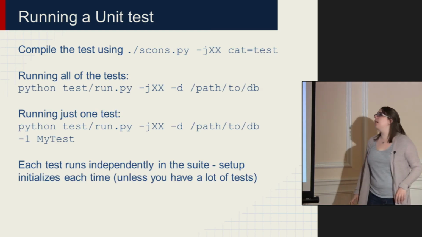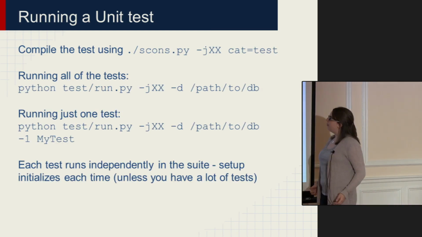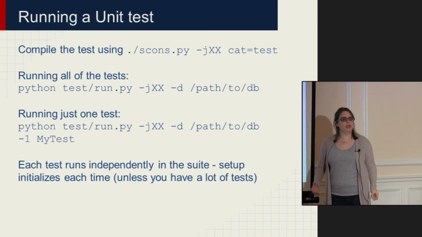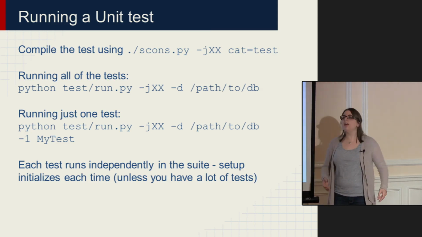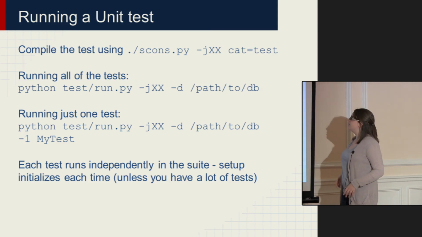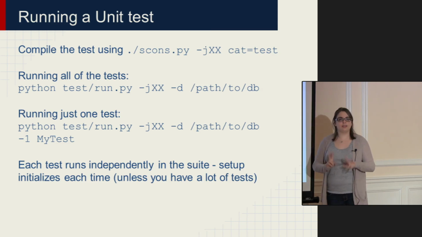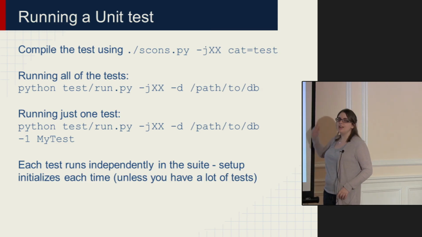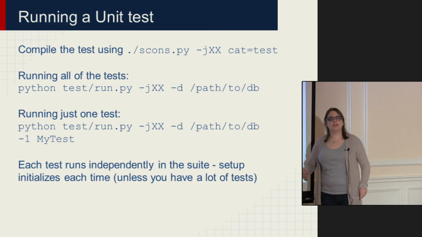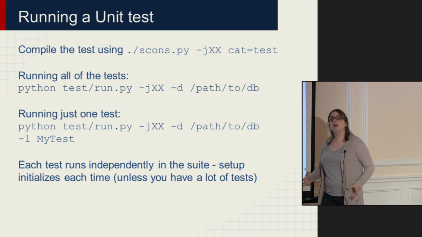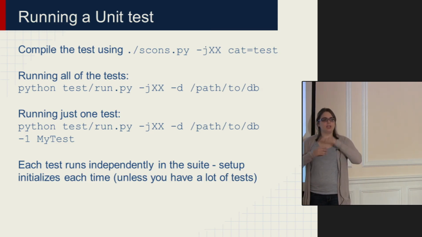And then finally, how do you run a unit test? So we already mentioned you can use scons to build Rosetta. To build a unit test, there's a special additional flag that you'll add on your scons command line, which is cat test. That will build all of the unit tests. And it will behave similarly, where if you only change one unit test after you build all of the tests, it should only build that piece of code.